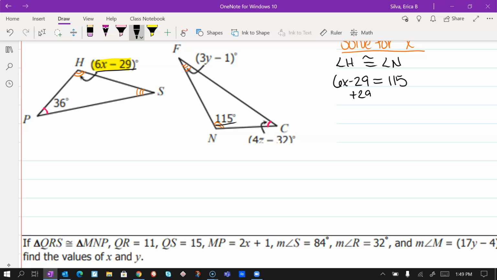So let's go ahead and solve for X. We're going to add 29 to both sides, 144, and then divide it by 6. And we get X is equal to 24. Am I right? 144 divided by 6. Yeah, 24.